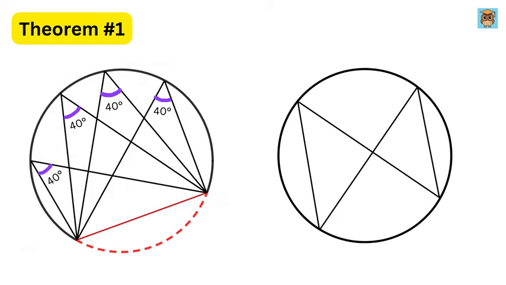Now, here's a question. If this angle is 65 degrees, and this angle is 35 degrees, then what will be the value of all of the remaining angles? It's easy, right? This is 65 degrees, so this angle will also be equal to 65 degrees, because angles subtended by the same arc are always equal. Similarly, if this angle is 35 degrees, then this will also be equal to 35 degrees, following the same theorem.